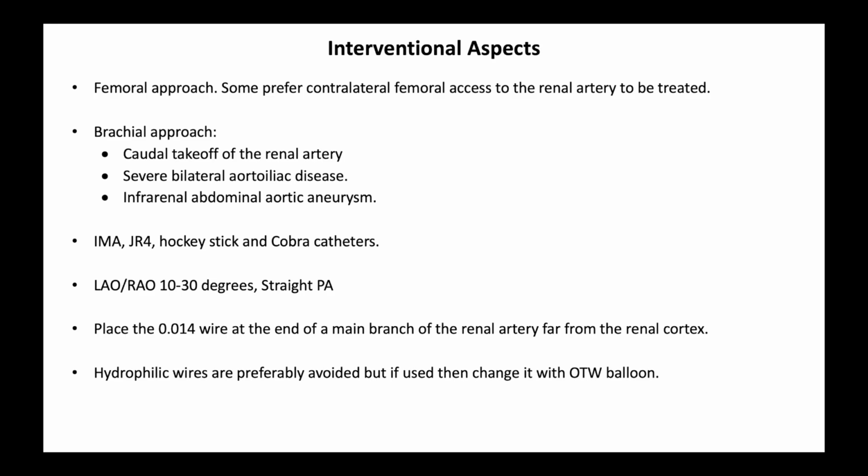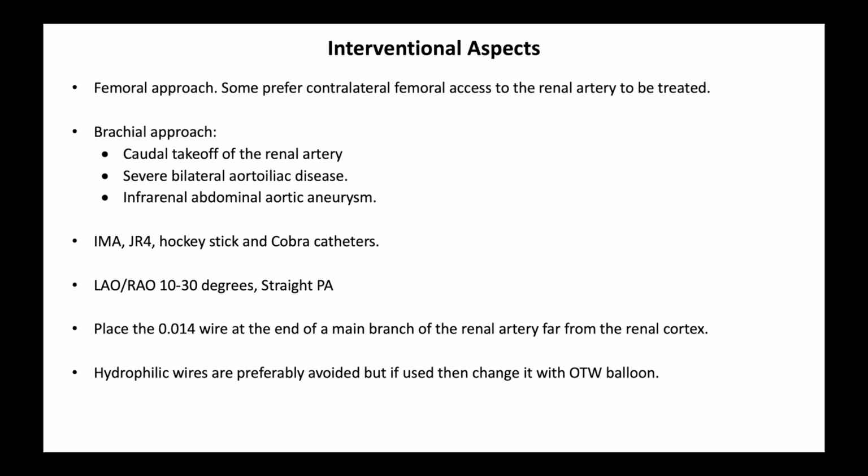Which catheters can be used? You can use IMA catheter, you can use JR4, hockey stick, or Cobra catheters. And then there are dedicated renal catheters as well. Which are the best projections to look at renal arteries, their ostia and stenosis? It could be LAO 20, RAO 20, or AP. These three are the best views.